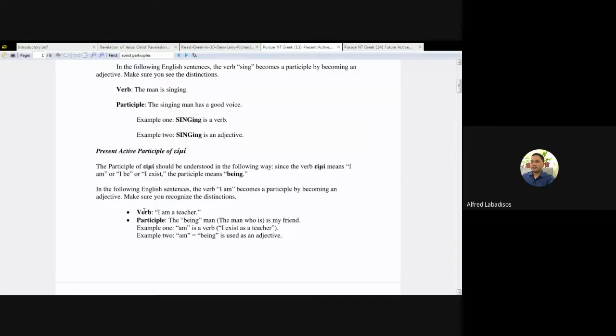For example, the verb: I am a teacher. Then the participle: the being man, or the man who is my friend, or the man who is a teacher is my friend. So example one is a verb, I exist as a teacher, while in example number two, "being" is used as an adjective.